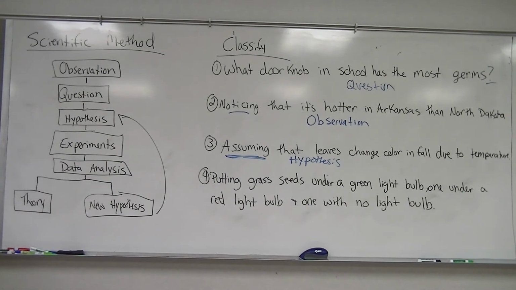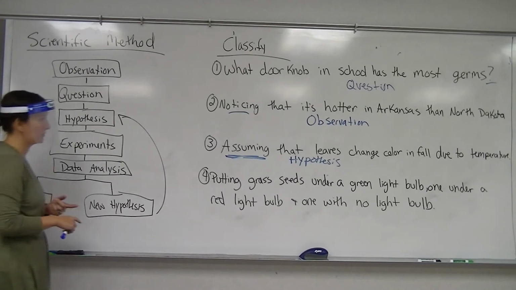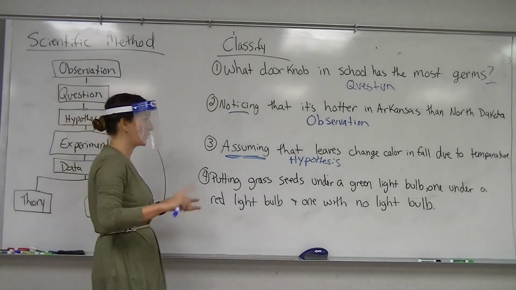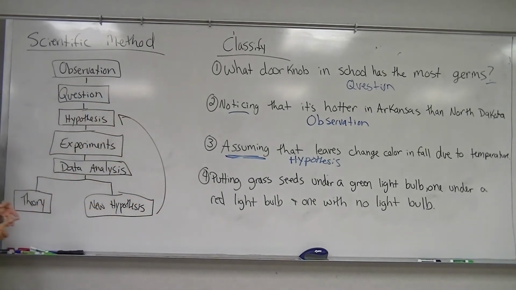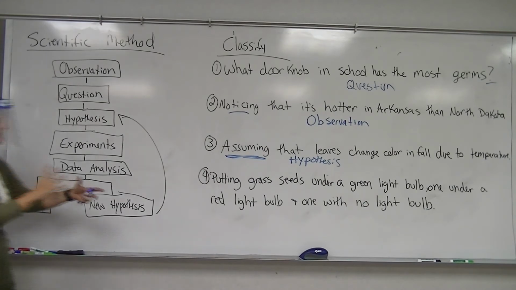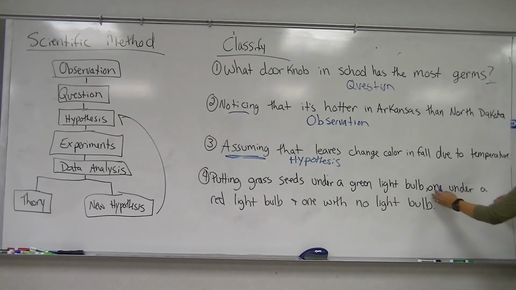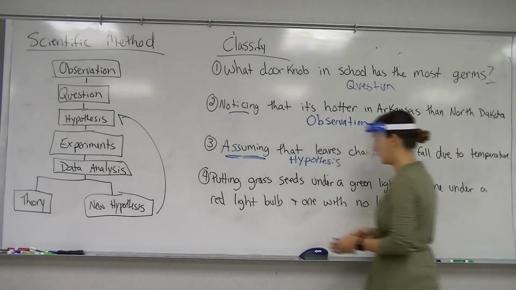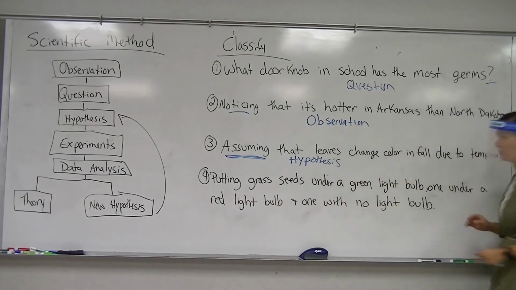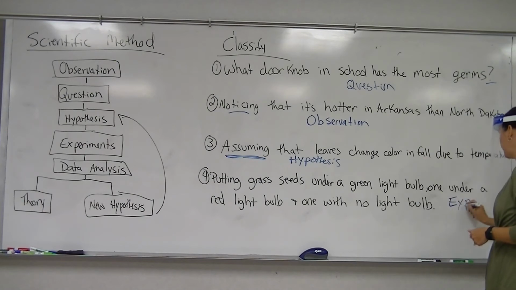All right, let's do the last one. So if you put grass seeds under a green light bulb, one under a red light bulb, and one under no light bulb, what do you think you're setting up there by doing that? Experiment. You're setting up an experiment, okay? You have specific conditions. I'm taking one and applying specific conditions. I'm taking another sample and applying a different set of conditions, and then a third sample, yet another. Okay, so this is describing an experiment.